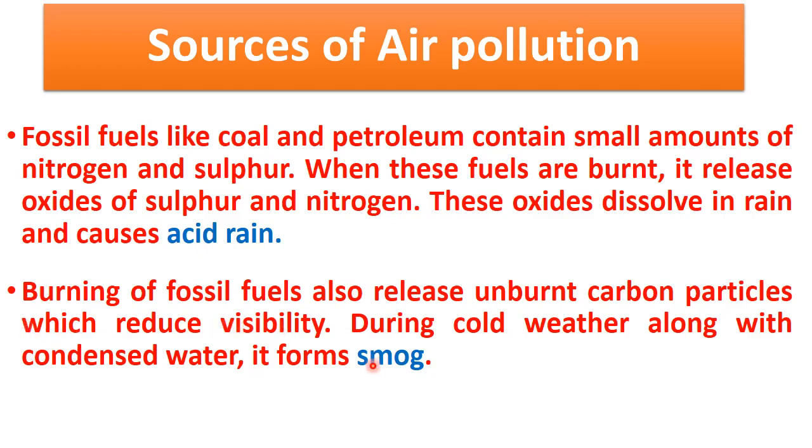The second source of air pollution is smoke. You know that fossil fuels are being burnt. Okay, so they are also releasing unburnt carbon particles. And what are these called? These are basically called hydrocarbons. Okay, so these unburnt carbon particles reduce visibility. The people roaming on the roads with vehicles are not able to see due to air pollution. So that is due to the release of unburnt carbon particles.